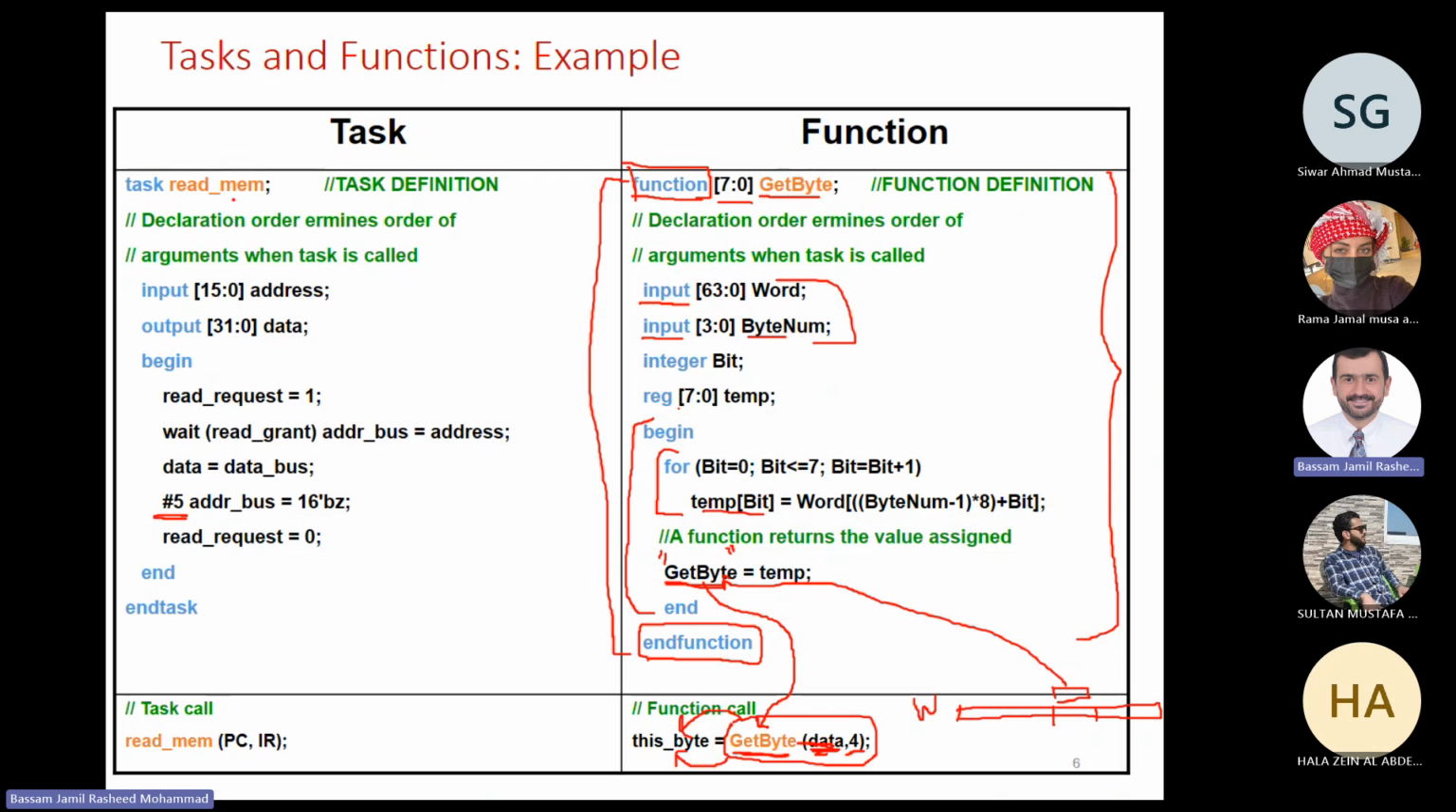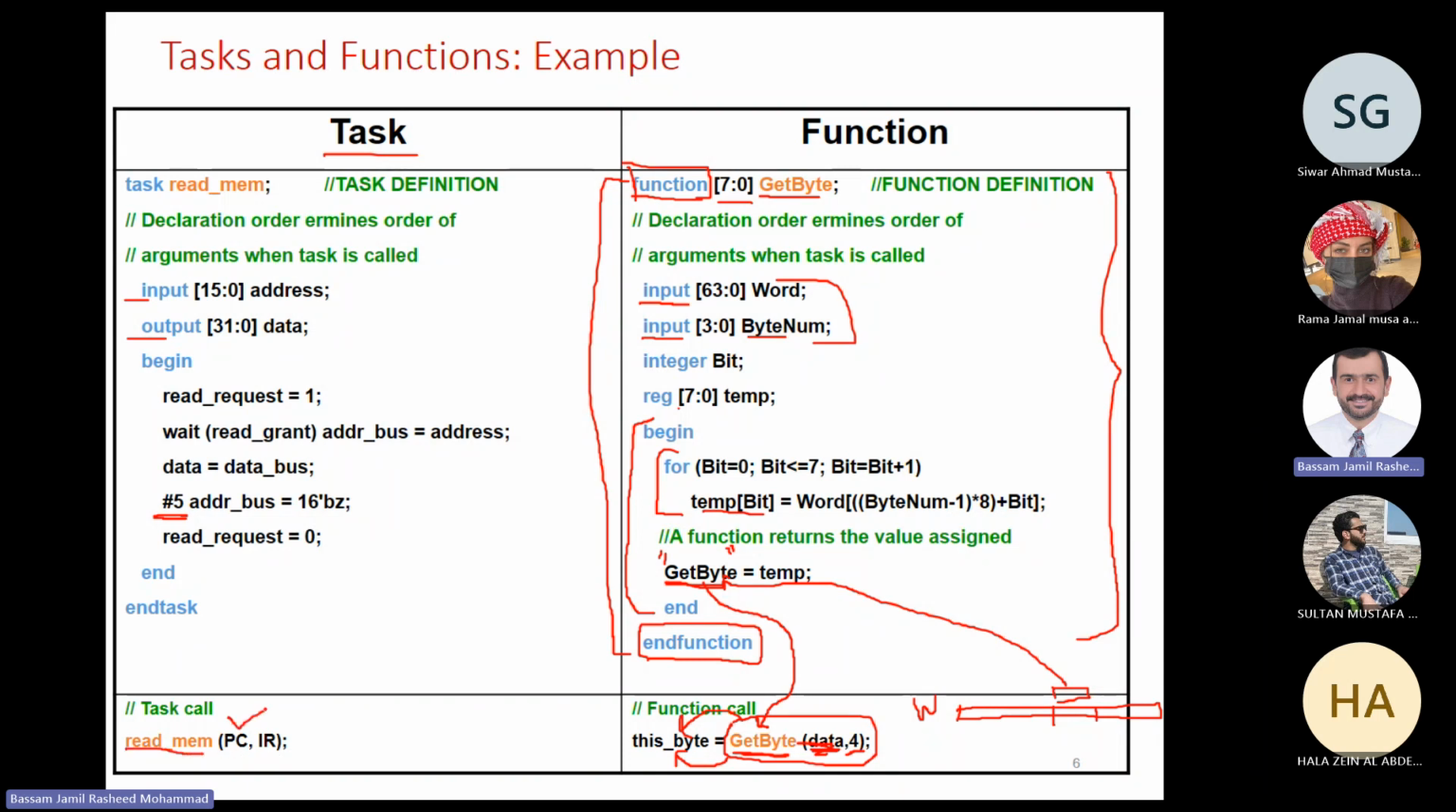Now let's take a look at the task. The task, on the other hand, has inputs and it has outputs, and we return the output. You can have one or two or 10 outputs, and you return them as outputs. You don't return the output to the name of the task. So in this case, for example, I have a read memory task.